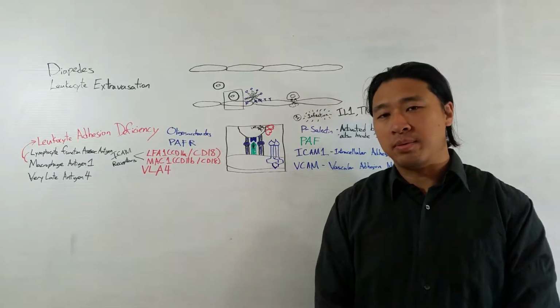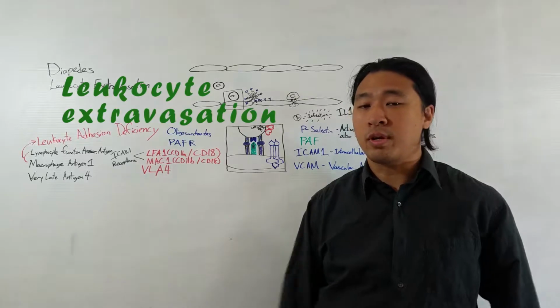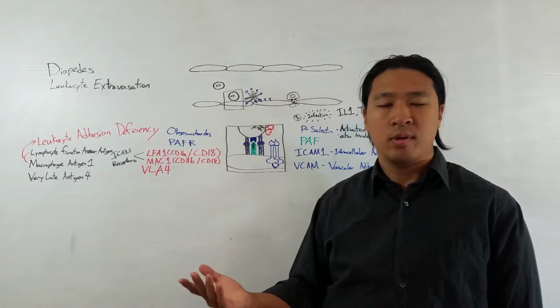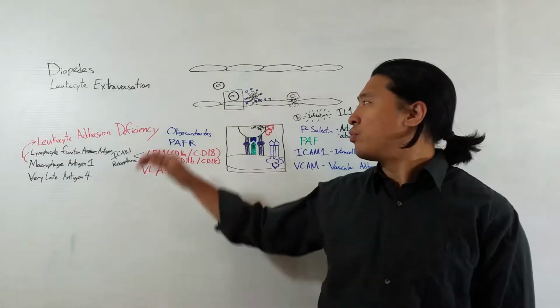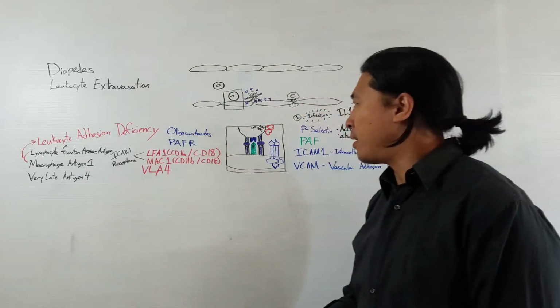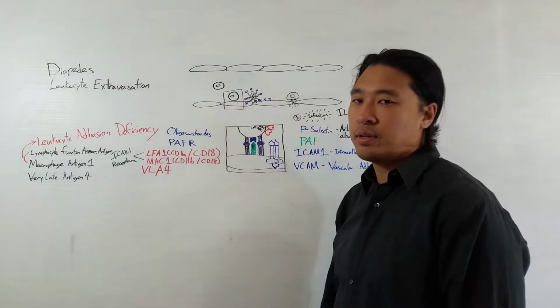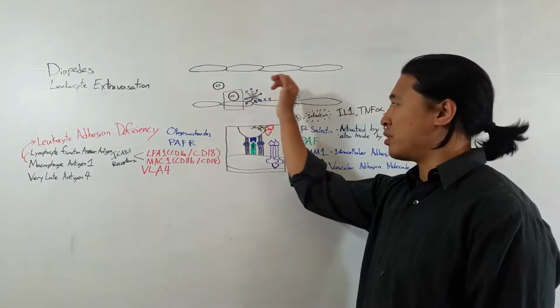Today we're going to talk about diapedesis, otherwise known as leukocyte extravasation. What is this all about? It's about white blood cells, which normally travel inside of our bloodstream, and how they're able to actually leave the bloodstream. Our heaviest particles will travel in the middle of the stream.